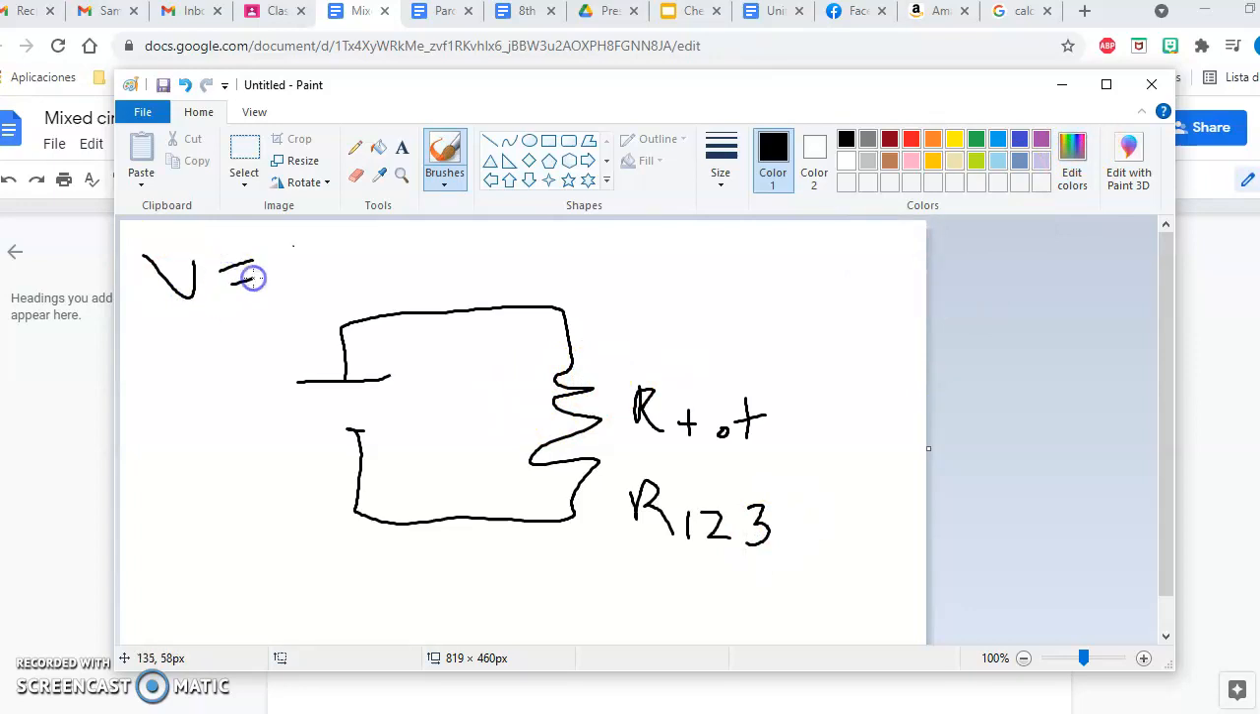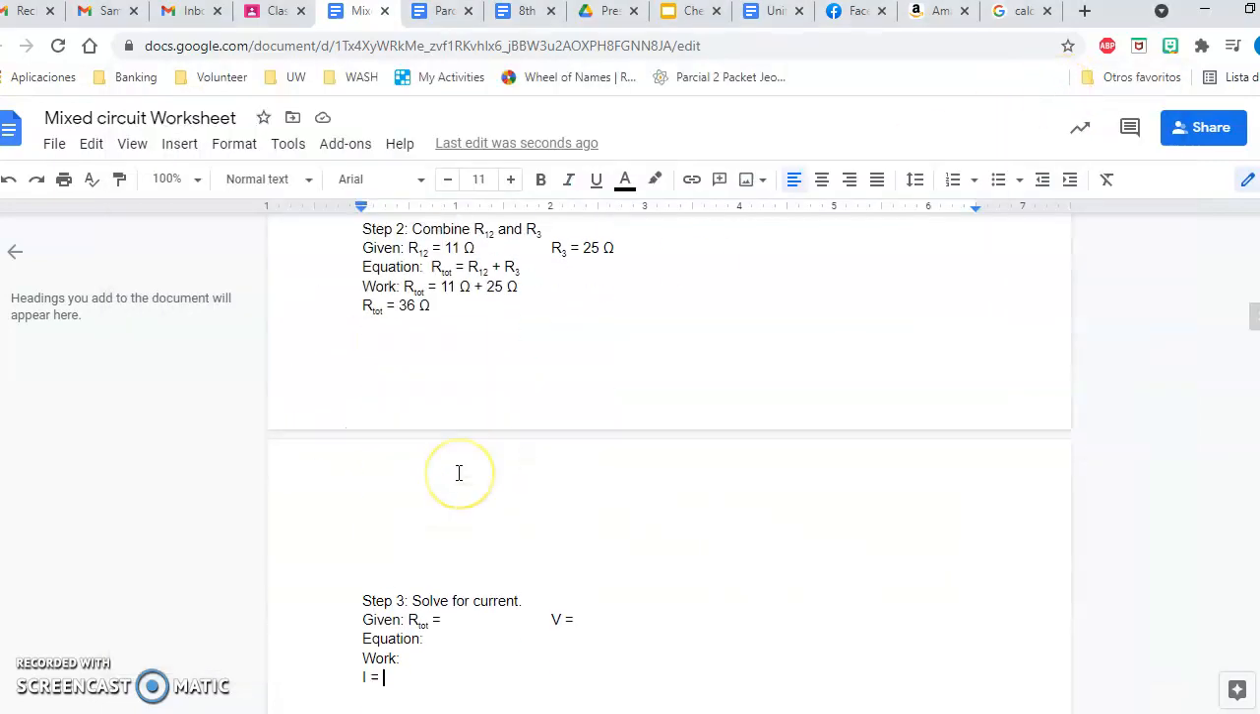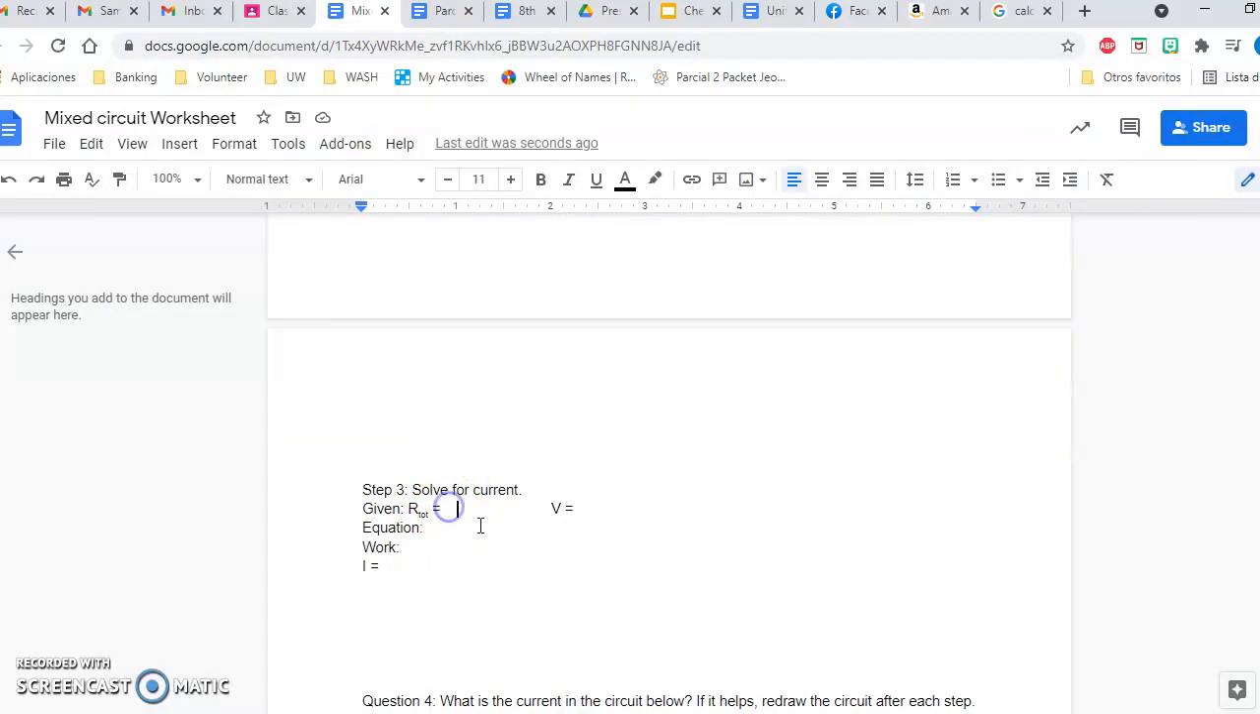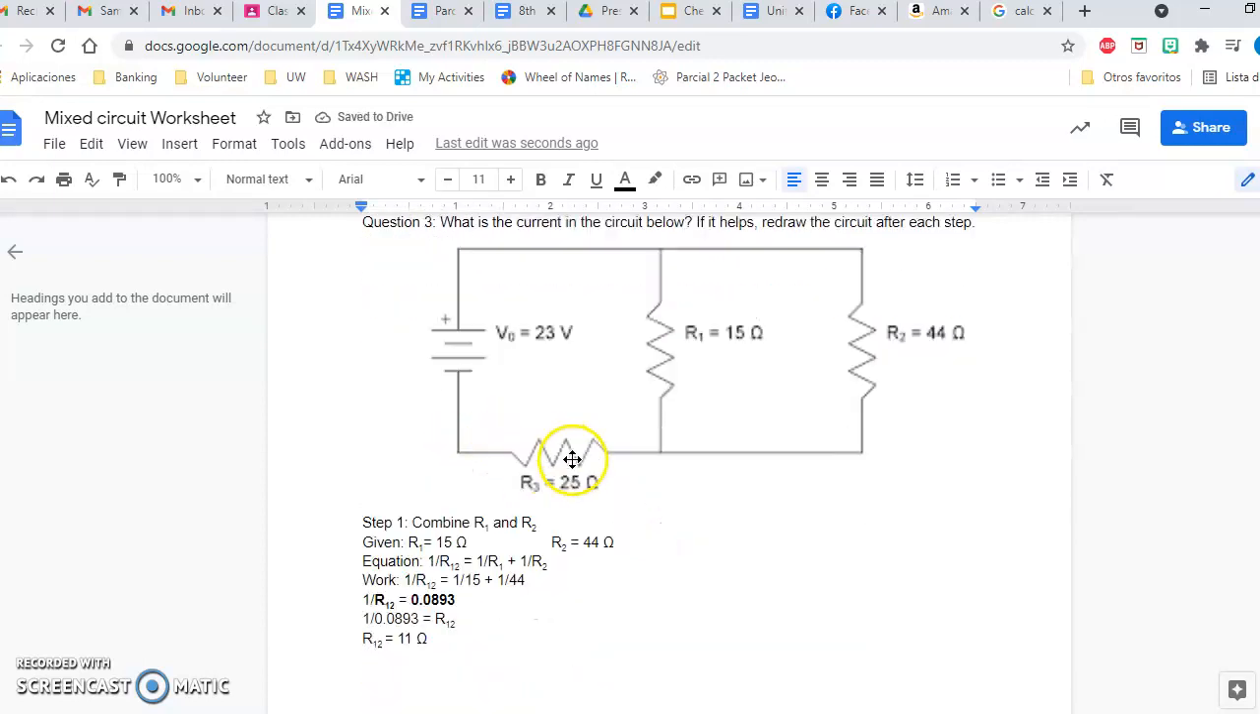Remember, Ohm's law is V equals I times R. It can be I is equal to V over R, or R is equal to V over I. So now that we have just one resistor and one battery, we can very easily do Ohm's law. So let's try this. Our total resistance, which we just found, is 36 ohms. Our voltage from our battery up here is 23 volts.